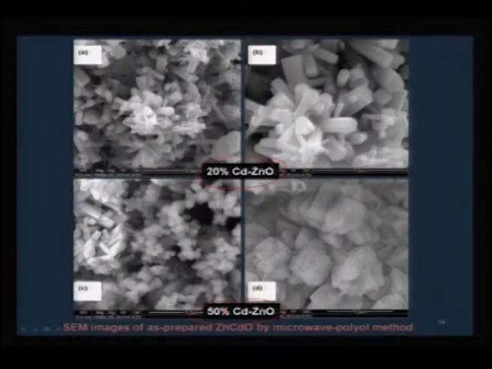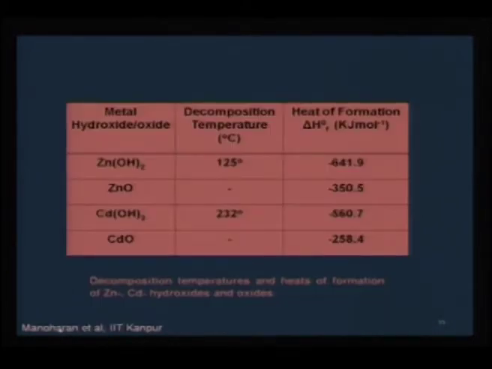will not give you any clue, but once you see here carefully the SEM feature, these are all zinc oxide rods. You can see the hexagonal feature on the top of this rod, but for 50% you do not see the same morphology. And if you carefully look at the decomposition temperature and the heat of formation of these oxides, we can get a clue. For zinc oxide, the decomposition temperature of zinc hydroxide is only 125 degrees, and therefore it is very easy for us to get zinc oxide nanorods.